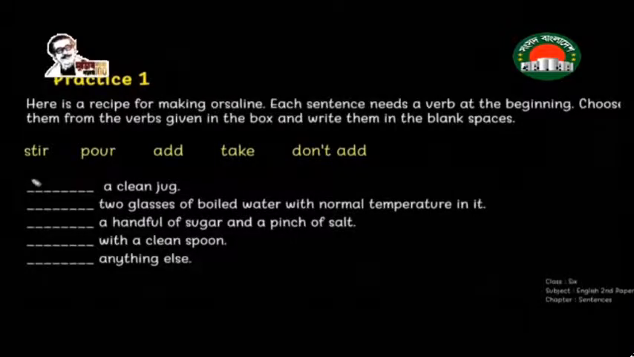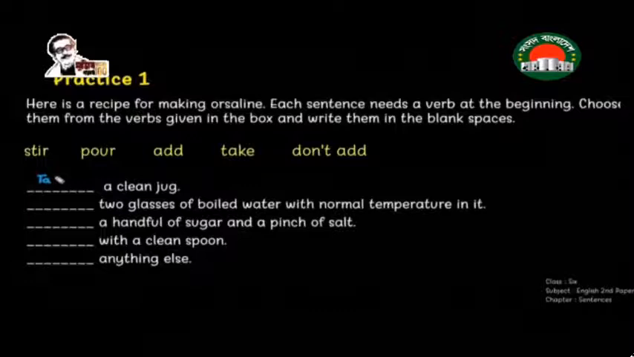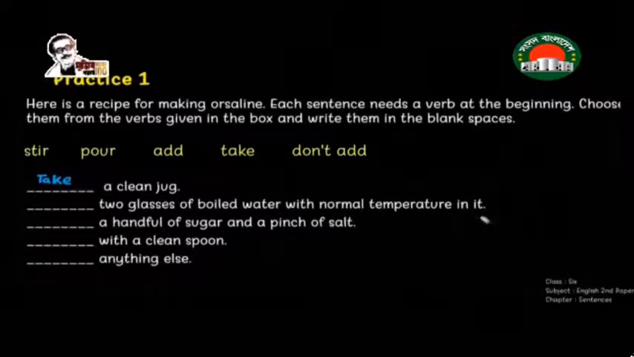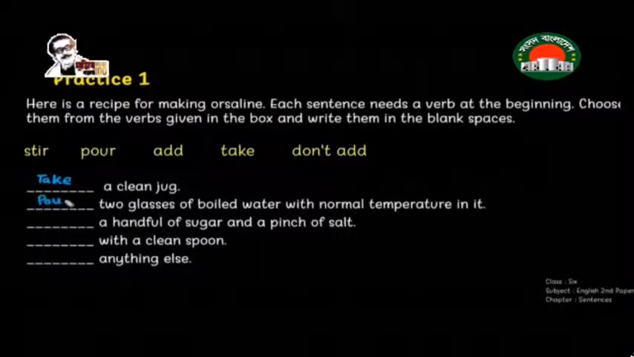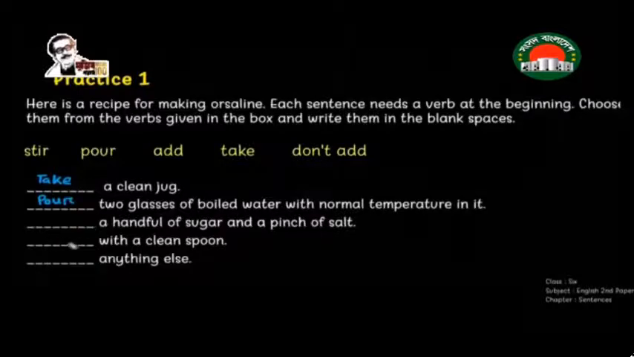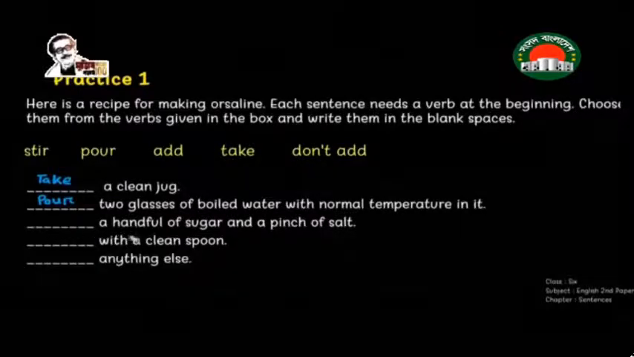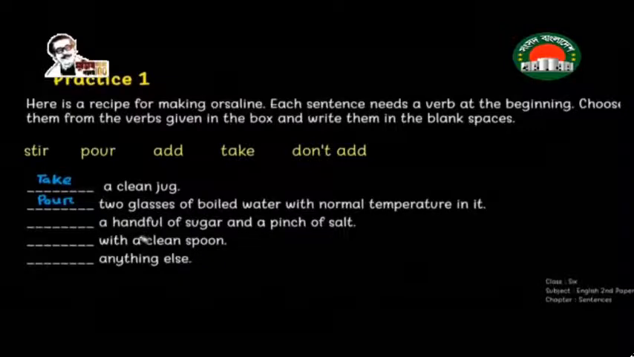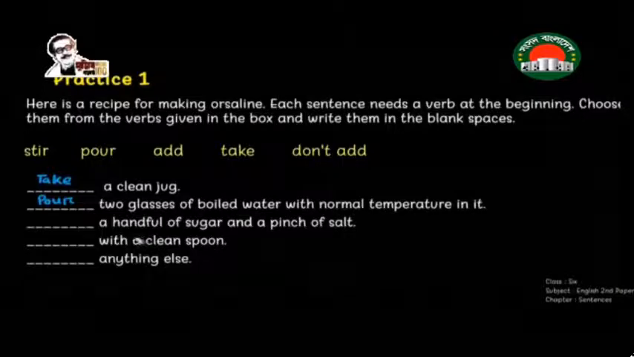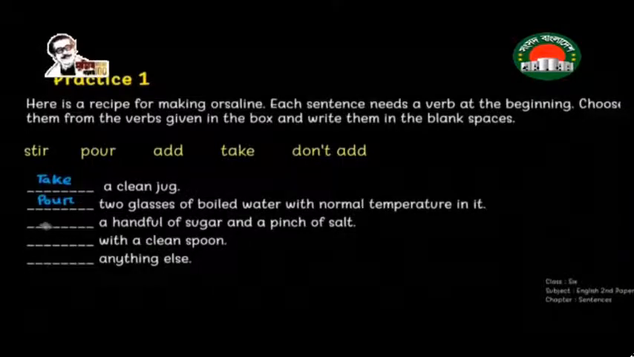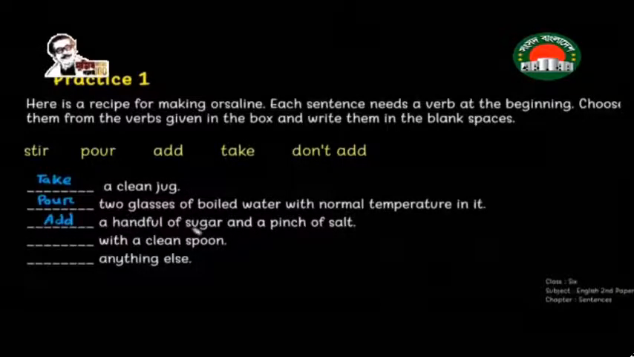So we can write down here take. Take a clean jug. Dash 2 glasses of boiled water with normal temperature in it. Okay. So what will be the answer? The answer will be pour. Okay. So see the next sentence. Dash a handful of sugar and a pinch of salt. Okay. So think. The answer will be add. Exactly. Add a handful of sugar and a pinch of salt.